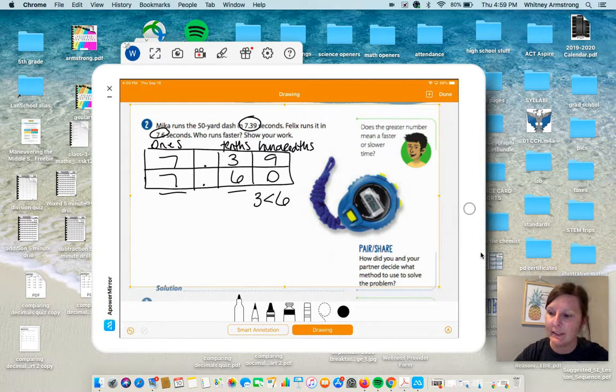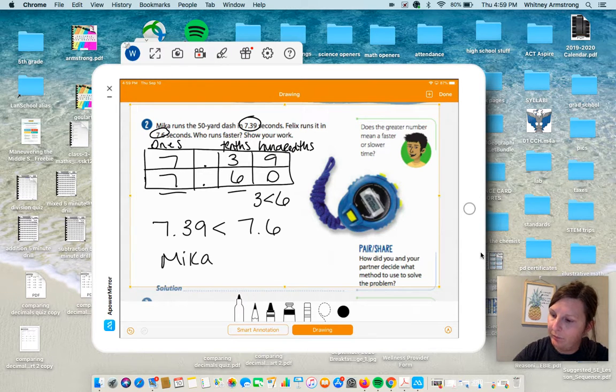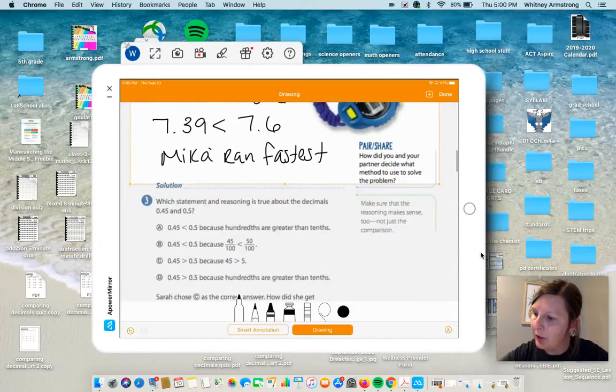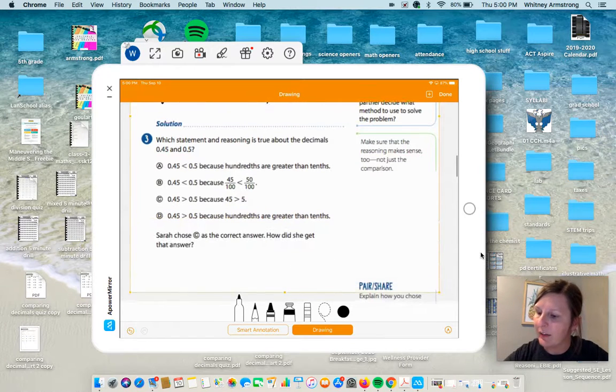Who ran the fastest? So I know that 7.39 is less than 7.6, okay? So I know that Micah ran the fastest, okay? Because when it's asking you who runs faster, you want the least amount of time. So 7.39 is less than 7.6. So let's continue. We're going to do one more problem together, and then the rest of them are going to be on your own.